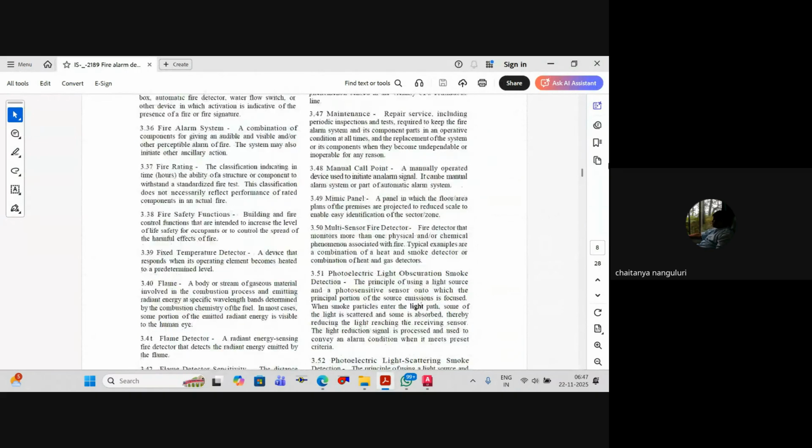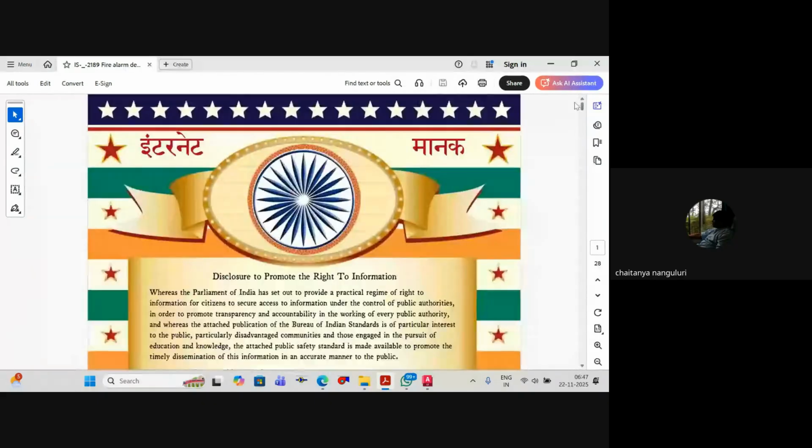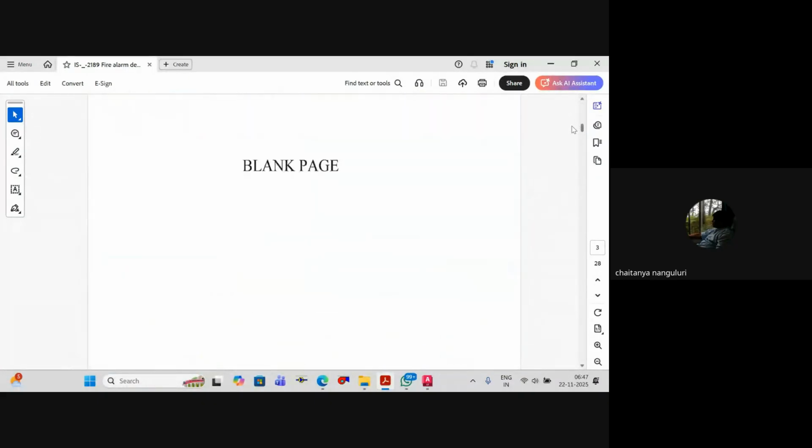Yes, sir. Okay. So whenever we design a fire alarm system, we basically use this IS 2189. This is the basic BAS code that we follow, the Indian standard. This particular code we use for determining all the detectors.